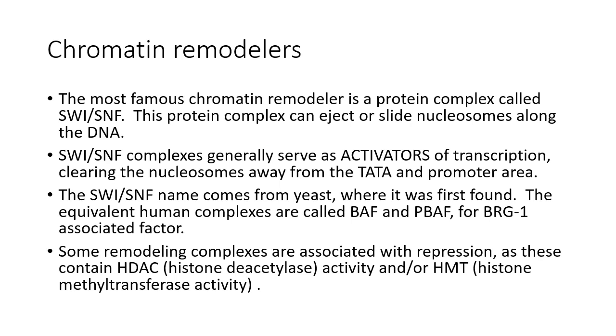So chromatin remodelers, there are bunches of these, and they work in different ways. The most famous one is a protein complex called SWI/SNF, and this one can eject or slide nucleosomes. These generally are activators of transcription, usually acting in the promoter region. This has a human homologue, called BAF in humans, or else BRG1. It's a very similar complex in the yeast versus the human, but they were discovered independently, so they have different names. But there are remodeling complexes which work in reverse that are associated with repression, and these may contain HDAC or HMT activities as well.